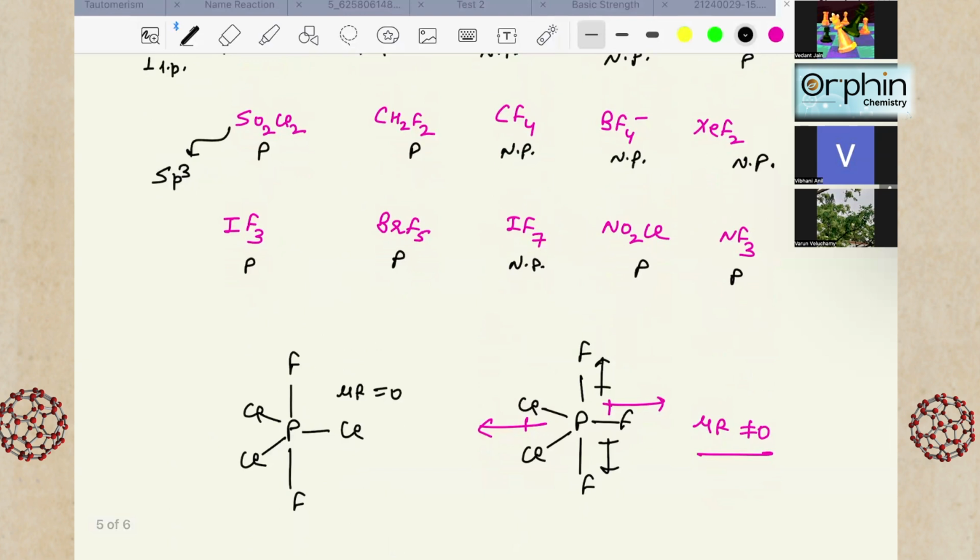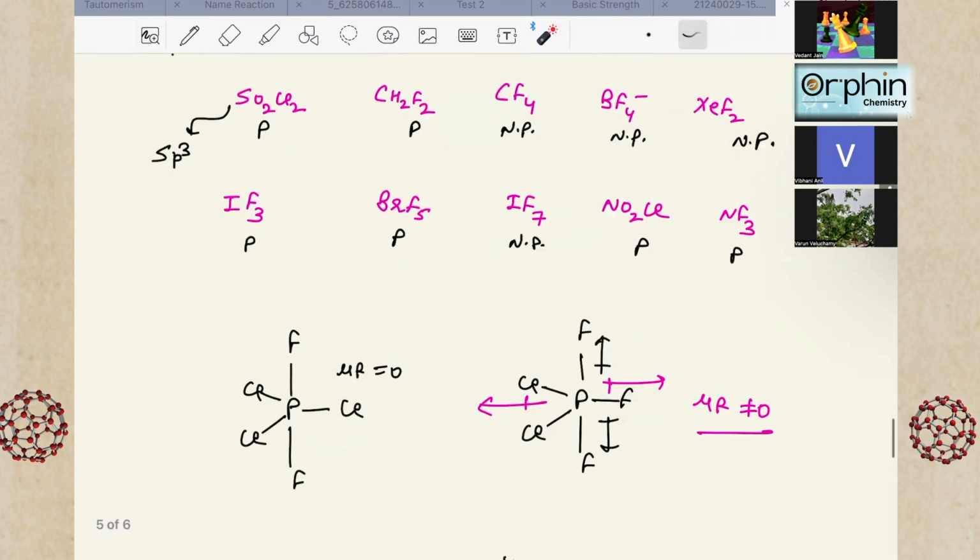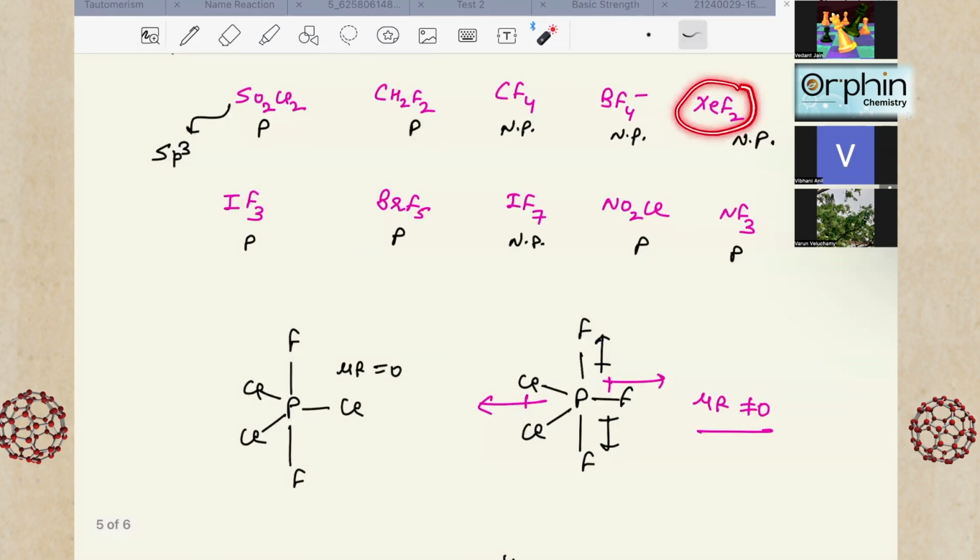CF4, it is regular geometry. How? We can say 4 plus 4, 8. 8 divided by 2, 4. 4 means sp3. All the side atoms are same. There is no lone pair. So it is regular geometry. It is non-polar. BF4 minus also regular geometry. XeF2 is 8 plus 2, 10.